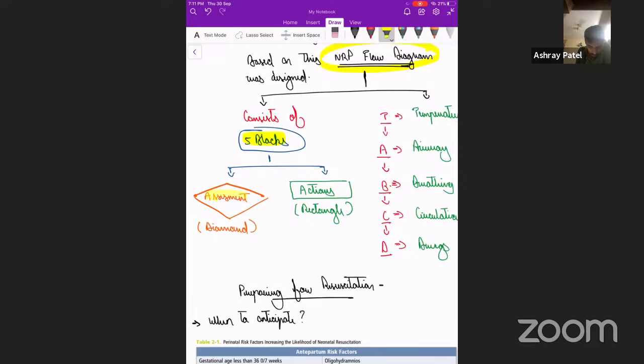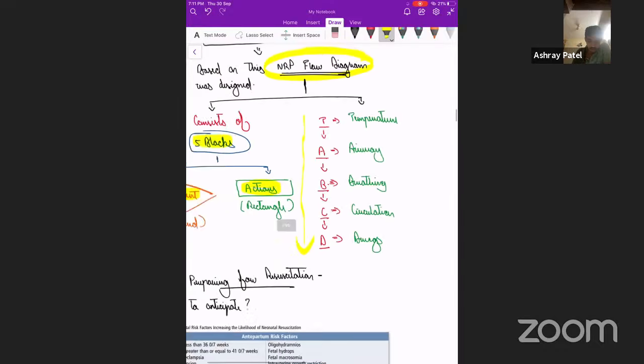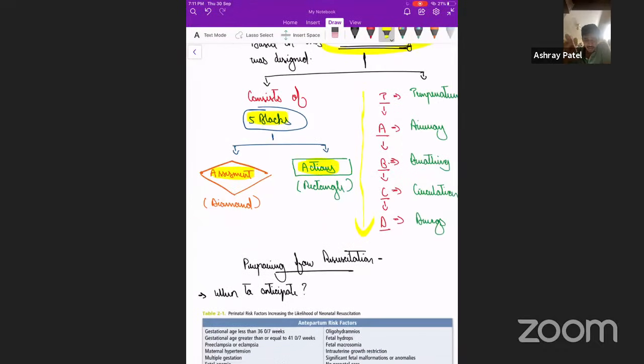5 blocks of diamonds indicate how we assess the baby, and rectangles show what actions need to be taken. And our basic approach, as already discussed, is temperature, followed by airway, followed by breathing, followed by circulation, followed by drugs. Okay, so that is it for the physiology part.